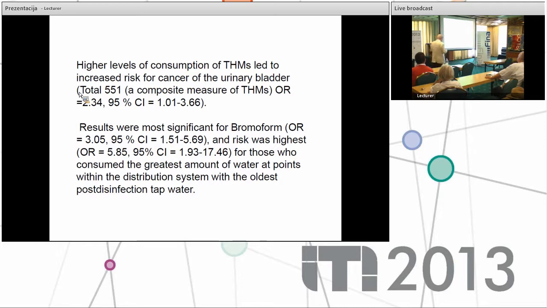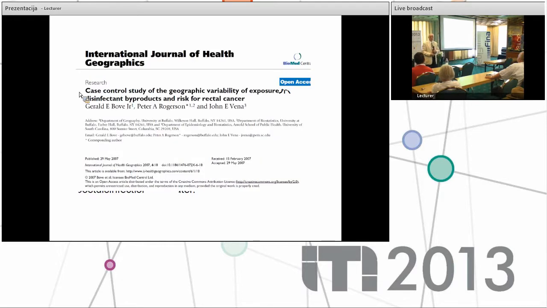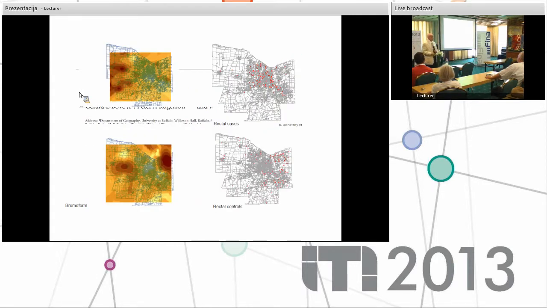What's really interesting, too, is that the concentrations of these chemicals were highest at the end of the distribution system. So the longer the water stays in the system, if you're at the end of the distribution system, the higher the exposure levels. Okay. Bromoform had almost a threefold risk. So 3 times the risk if you lived in an area on that map where the bromoform exposures were higher. Okay. We also did the same for rectal cancer.